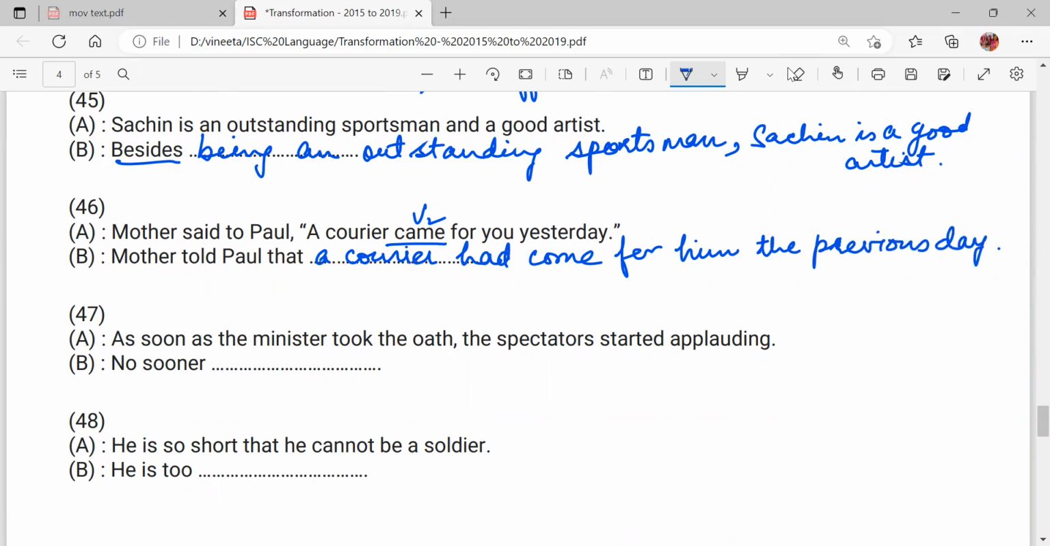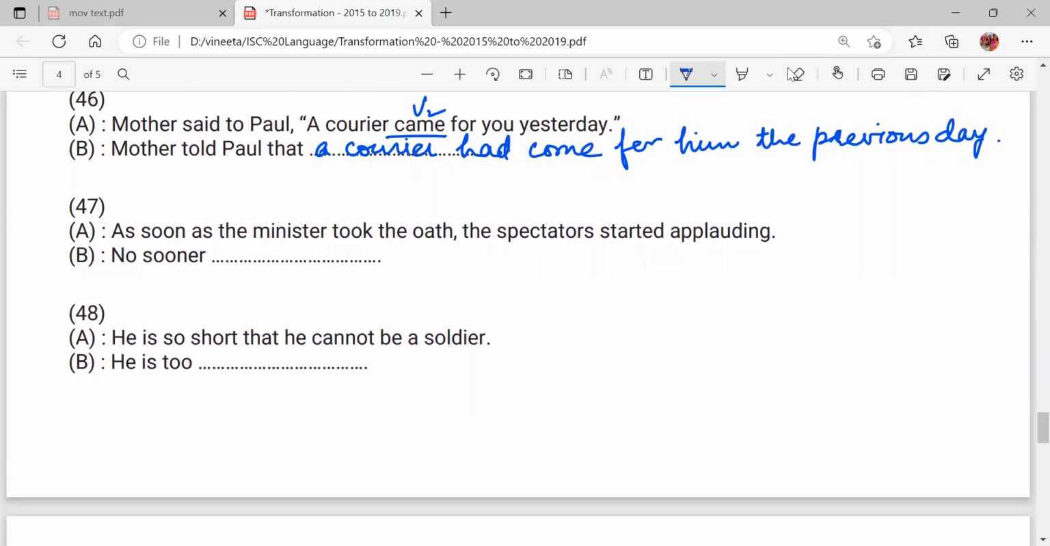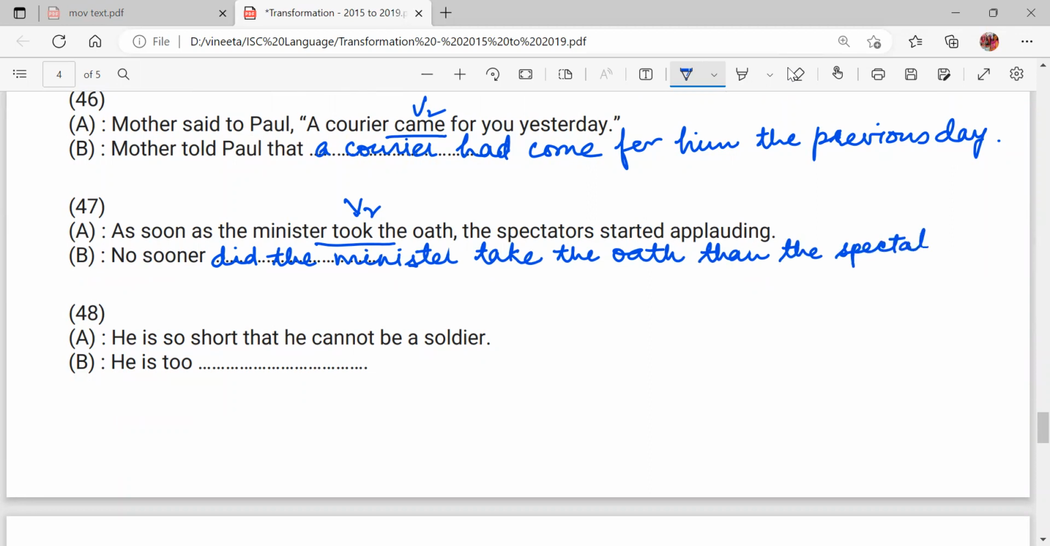Right? Next. As soon as the minister took the oath, we have to see, it is second form of verb, simple past. The spectators started applauding. No sooner, again, NDTV, huh? No sooner did the minister take the oath than the spectators started applauding.